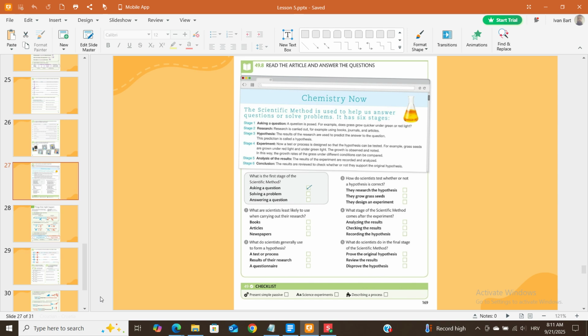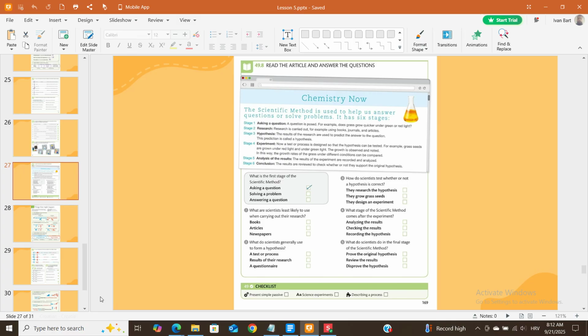Chemistry Now. The scientific method is used to help us answer questions or solve problems. It has 6 stages. Stage 1: Asking a question. A question is posed. For example, does grass grow quicker under green or red light? Stage 2: Research. Research is carried out, for example using books, journals, and articles. Stage 3: Hypothesis. The results of the research are used to predict the answer to the question. This prediction is called a hypothesis.